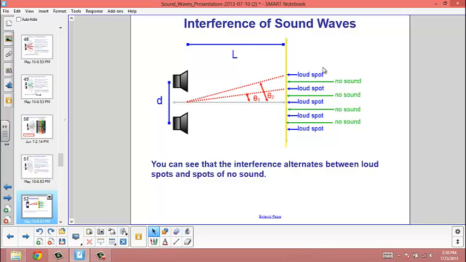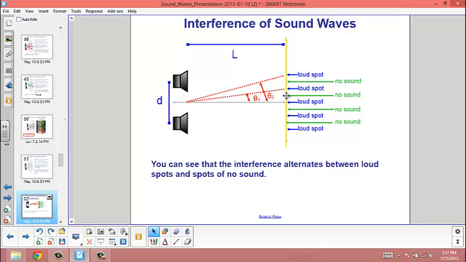And we hear loud and soft, or loud spots and no sound, depending on where we stand, because the sound waves are traveling various distances. When we're standing at this central loud spot, this means the sound has traveled equal distances. And when the sound reaches that point, the sound waves are in phase and we hear loud.